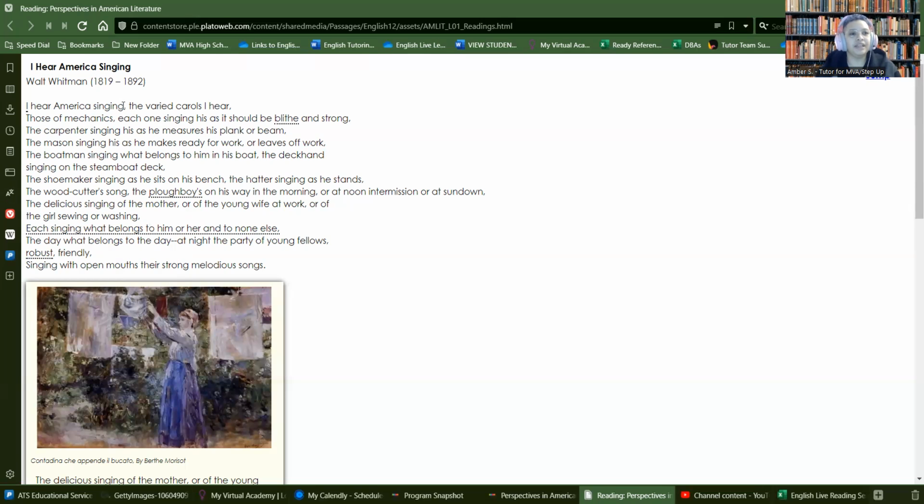He was born in 1819. So down here we have each, that means every single person, each singing what belongs to him or her and to none else. So he's saying they're all singing their songs that belong to the work that they do. So he's saying that even though they're singing together, they're each doing their part that applies to them.